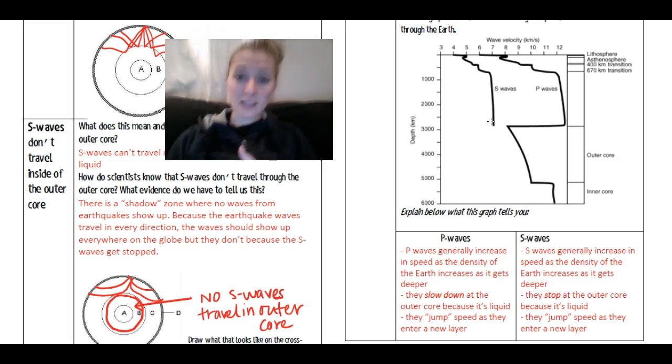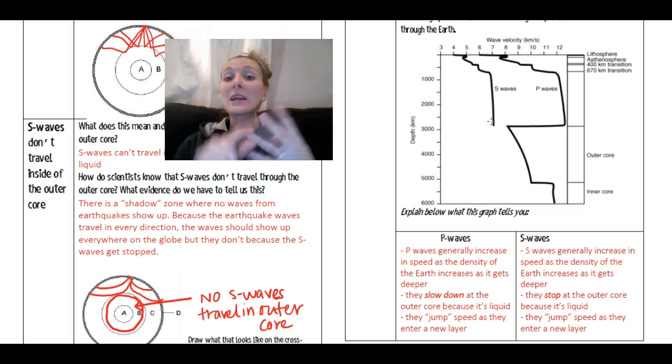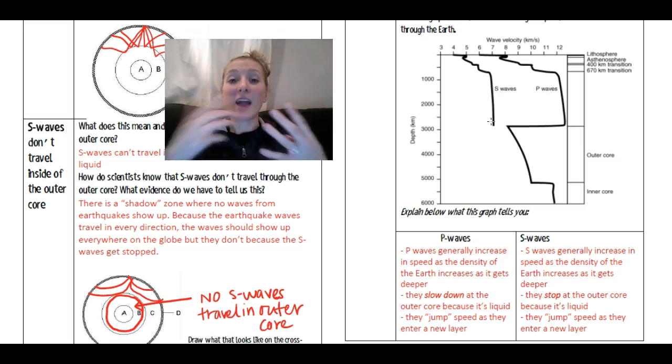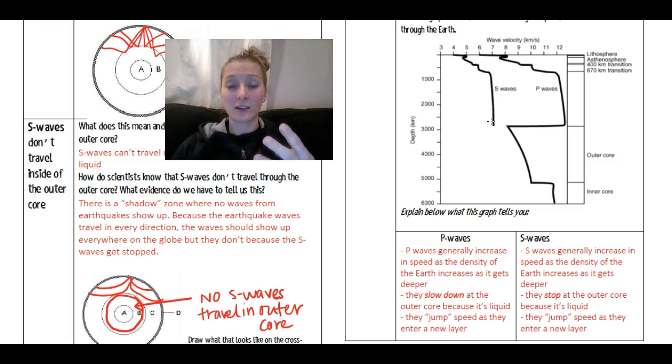All right, so big ideas from this: there are 4 main ideas that you need to know of the evidence that we have for what's going on inside of the Earth. The first is that waves refract, or they bend. The second is that waves reflect, or they bounce. The third is that there are no S waves in the outer core. And the last piece is that waves travel differently through different densities, and they will go faster in more dense material and slower in less dense material.